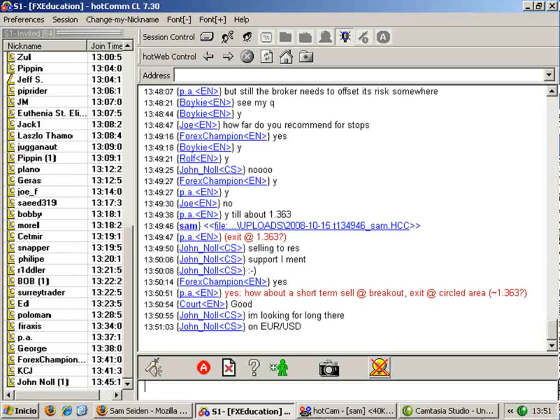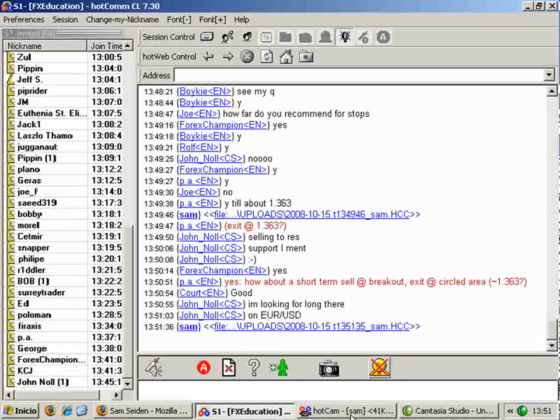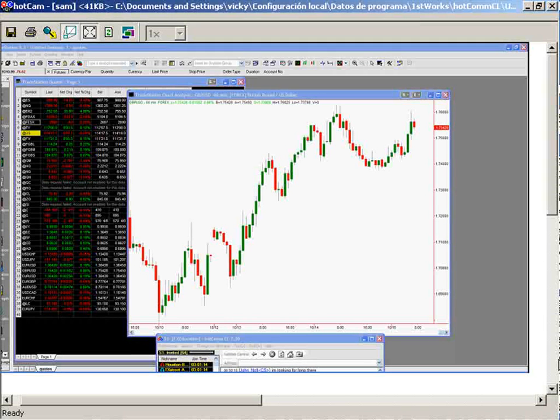Okay, here's another one. Let's take a look. Here's the euro, 60-minute euro. Okay. Everybody see that, the euro chart on the screen? Oh, I'm sorry, the pound. Did I say the euro? Sorry about that. The pound.